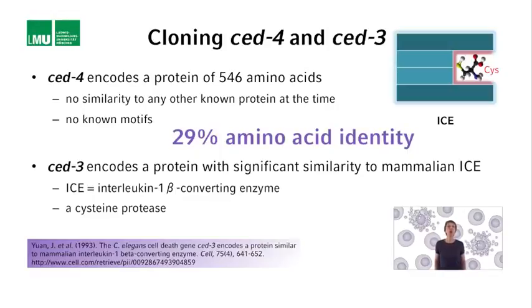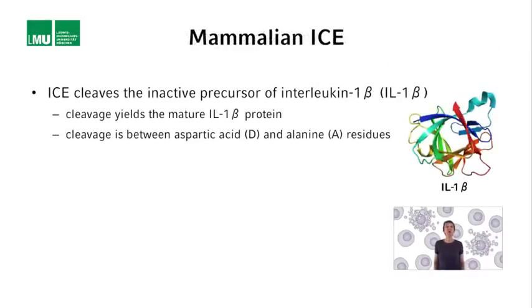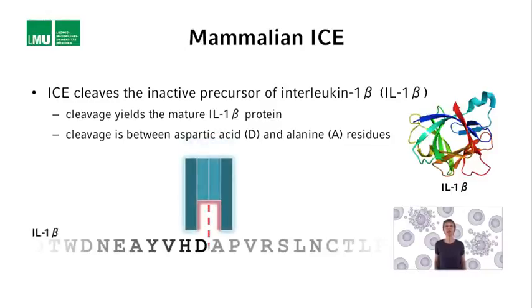What was known about ICE? ICE had been shown to cleave the inactive precursor of interleukin-1 beta, a signaling molecule. Furthermore, it had been shown that ICE cleaved interleukin-1 beta between an aspartic acid residue at position 116 of the interleukin-1 beta sequence and an alanine residue at position 117.